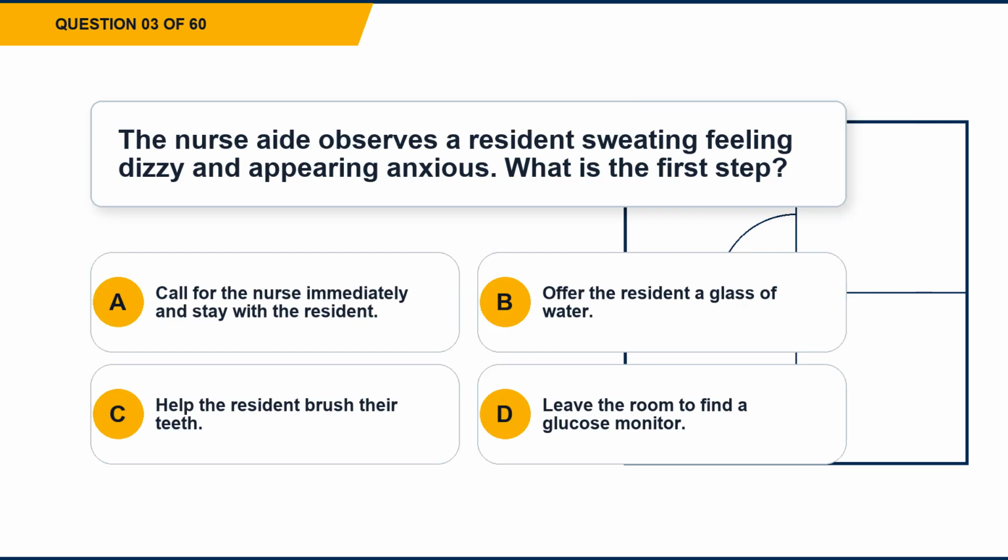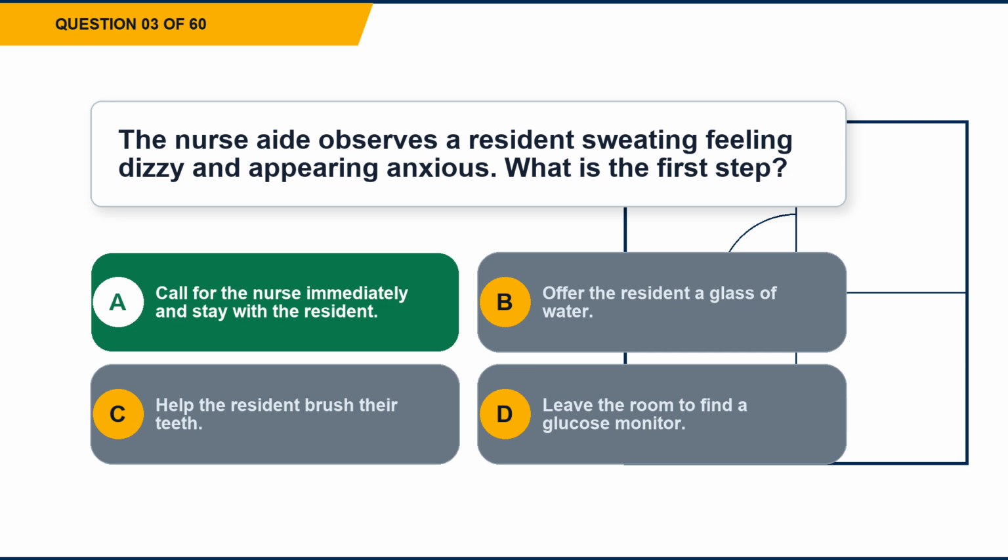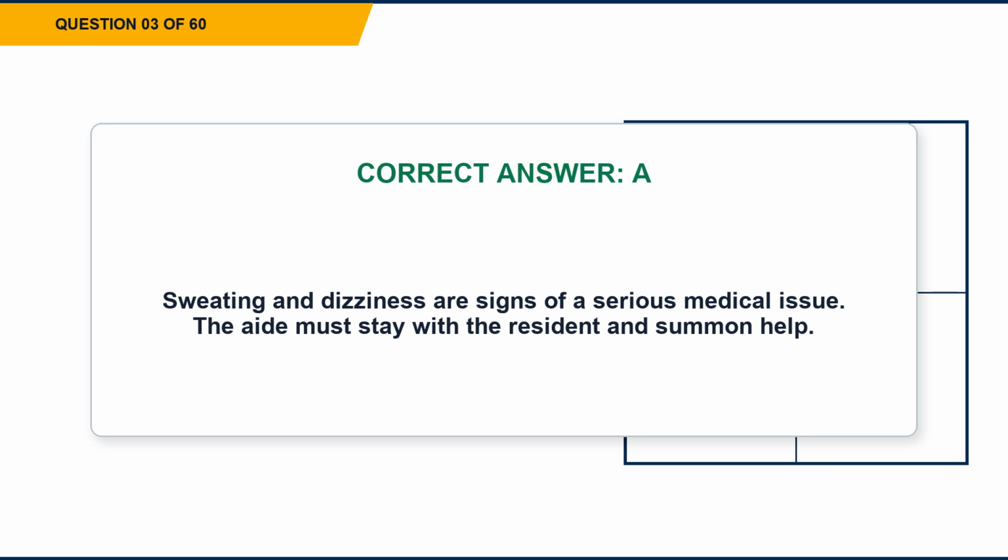Question 3. The nurse aide observes a resident sweating, feeling dizzy and appearing anxious. What is the first step? Option A. Call for the nurse immediately and stay with the resident. Option B. Offer the resident a glass of water. Option C. Help the resident brush their teeth. Option D. Leave the room to find a glucose monitor. The correct answer is option A. Call for the nurse immediately and stay with the resident. Explanation. Sweating and dizziness are signs of a serious medical issue. The aide must stay with the resident and summon help.